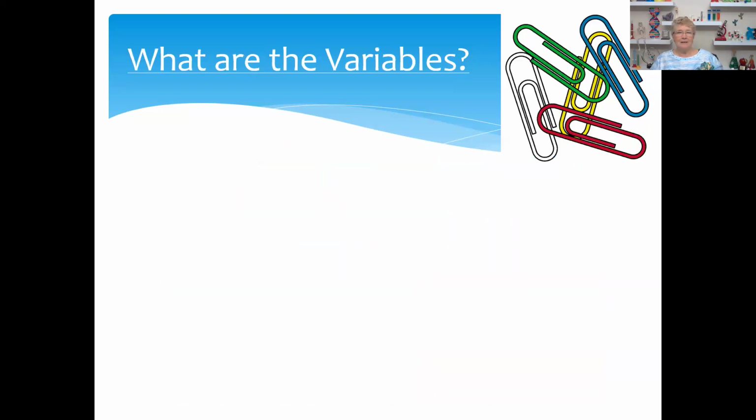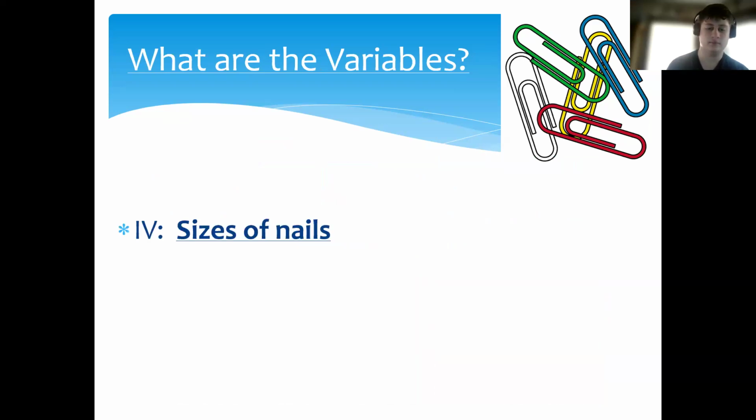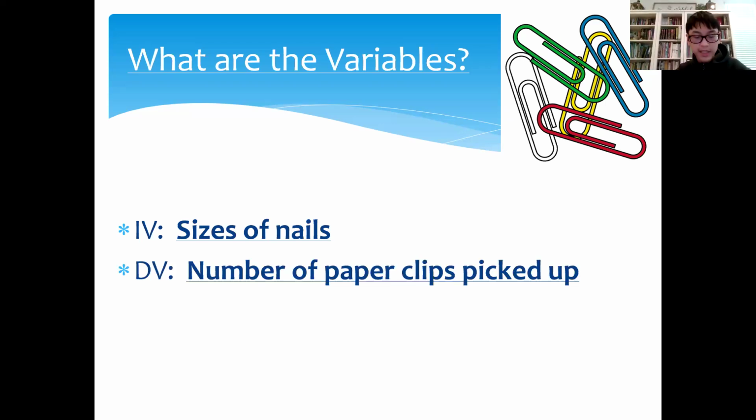All right, so what are the variables? What is our independent variable? Matthew. The size of the nail. Yep, absolutely. The size of the nails. What is our dependent variable? Josiah. The number of paper clips that you can actually pick up with the electromagnet.